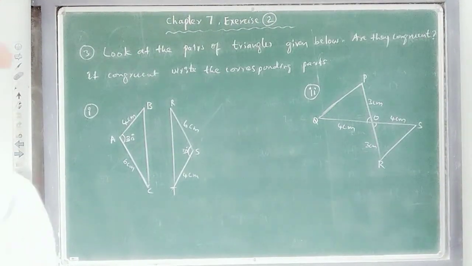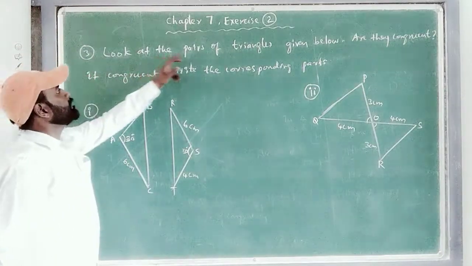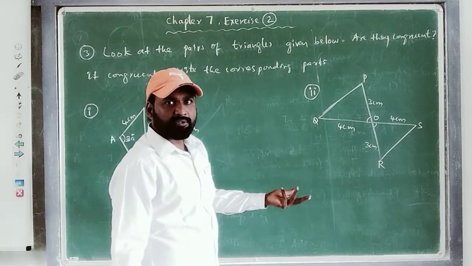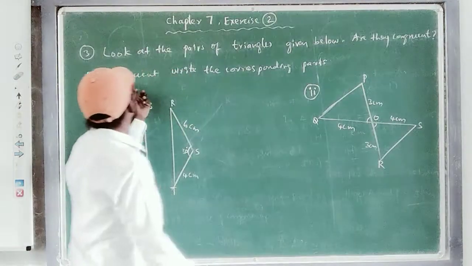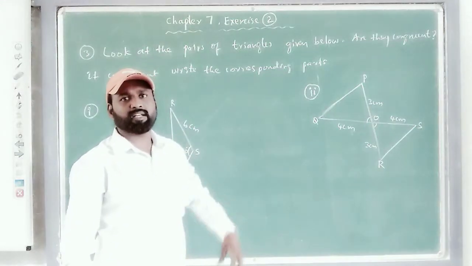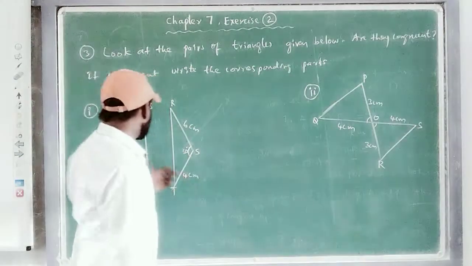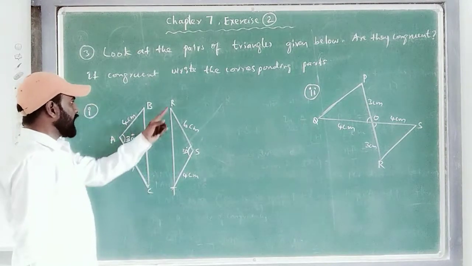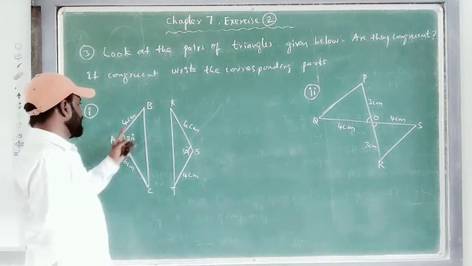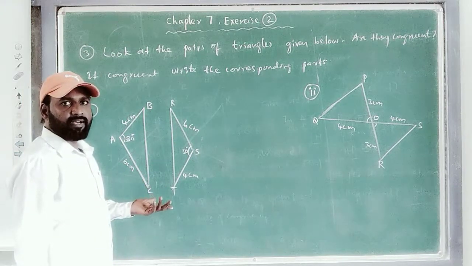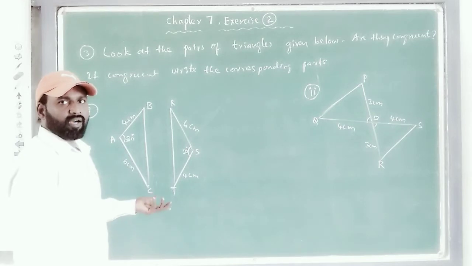This is the next question, the third one. Look at the pairs of triangles given below. Are they congruent? If so, write the corresponding parts. If they are congruent, what are the corresponding parts? We have to write it. So look at the pairs of figures. Here, triangle ABC is given and triangle RST is given. Whether these two triangles are congruent or not, and if they are congruent, what are the corresponding parts?